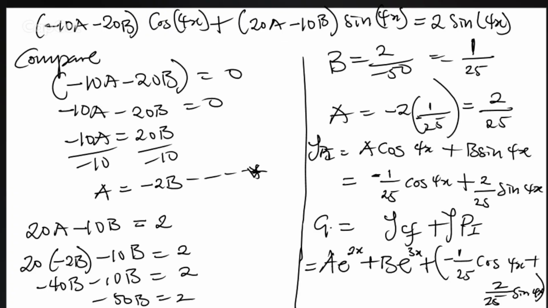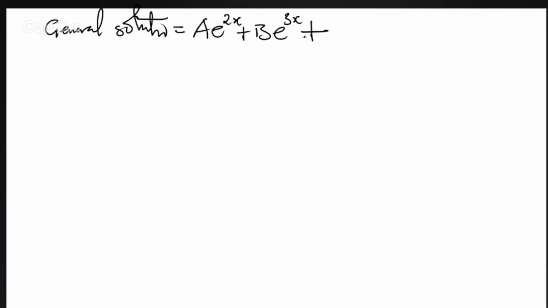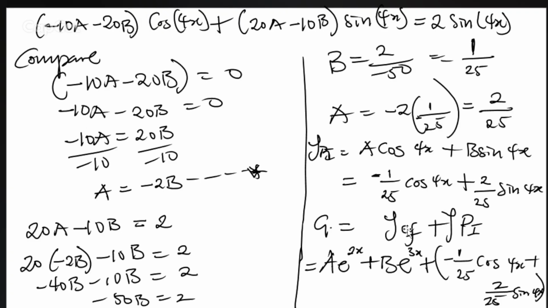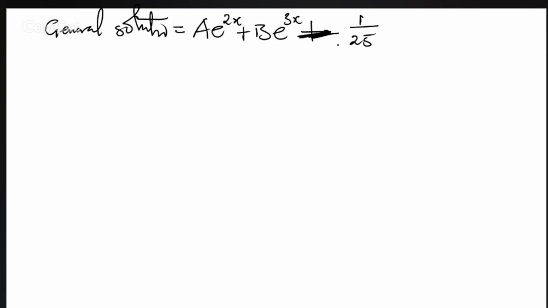We are simplifying our PI. So if we simplify our PI, what we have there as plus will be minus, because plus times minus is minus. So what we have here will simply be minus, not plus. So this will be minus 1 over 25, right? So we have 1 over 25 there, minus 1 over 25 cos 4x. So you simply have minus 1 over 25 cos 4x. And this will be minus 2 over 25 sin 4x.